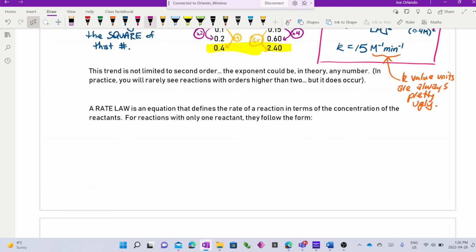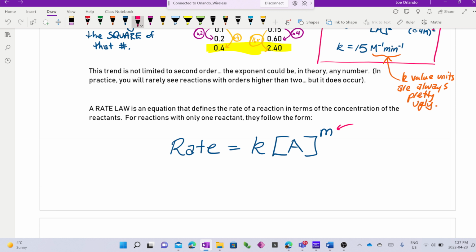So a rate law then is an equation that defines the rate of a reaction in terms of the concentrations. And for reactions with only one reactant, it will always be rate is equal to some constant K times the concentration of your reactant to some exponent.